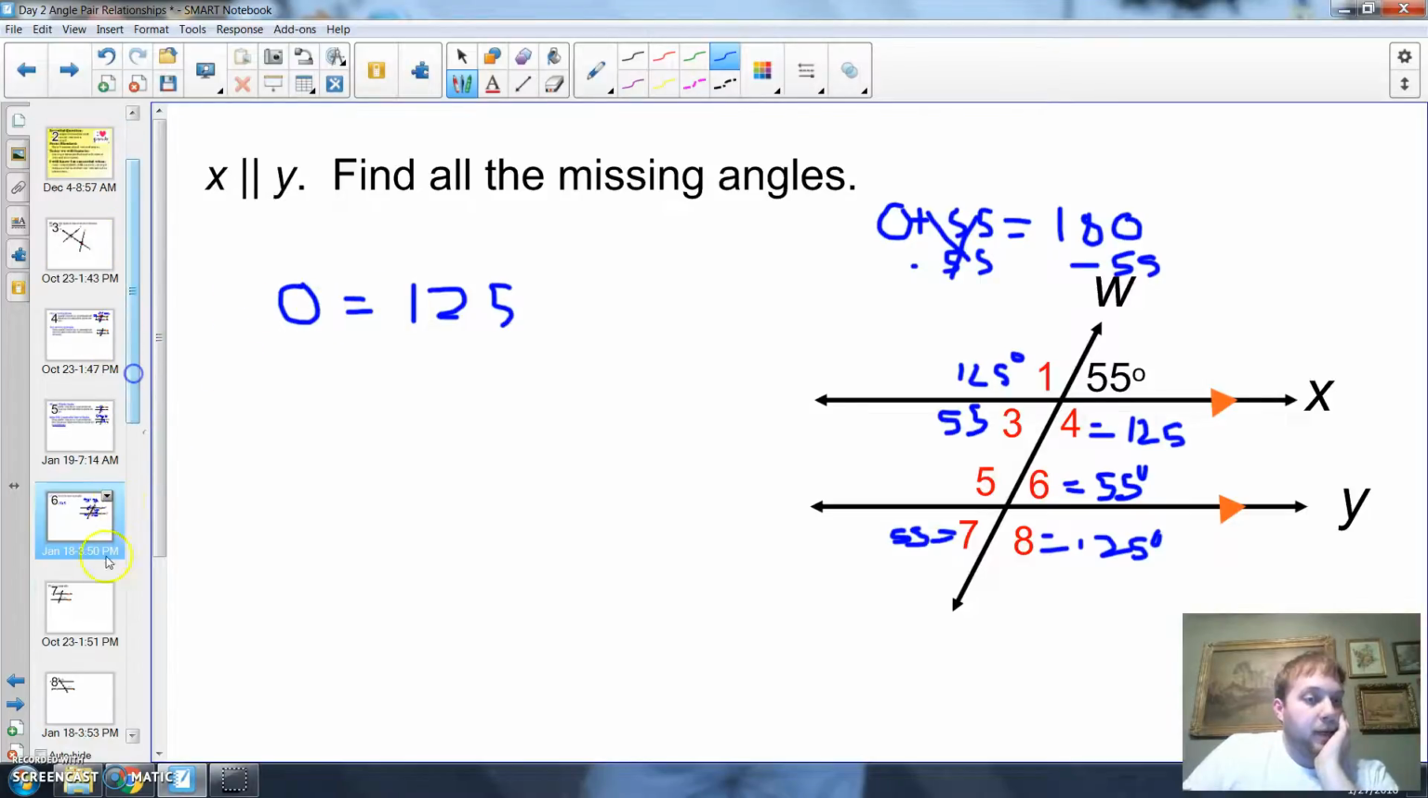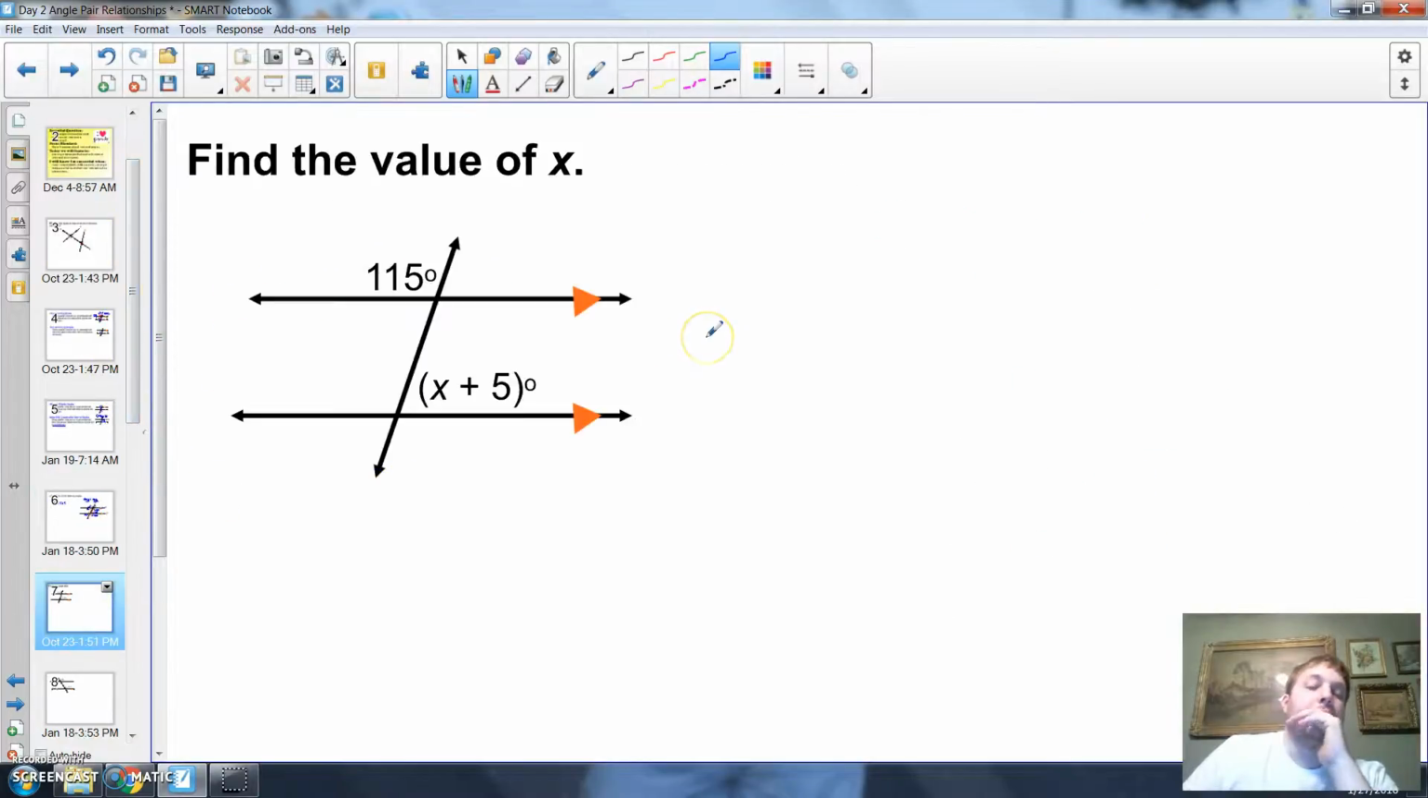Okay, moving on. Now here's where it gets a little trippy. Don't worry, we can do it. Now, remember, this is obtuse, would you agree? Plus my acute will equal 180. Can we do this in our head?